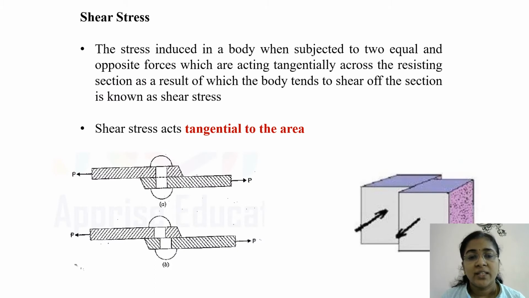We have seen the shear stress in the first module while discussing various types of stresses. The stress induced in a body when subjected to two equal and opposite forces which are acting tangentially across the resisting section, as a result of which the body tends to shear off the section, is known as the shearing stress, and it acts tangential to the area. You can see the shear force on these two given figures.